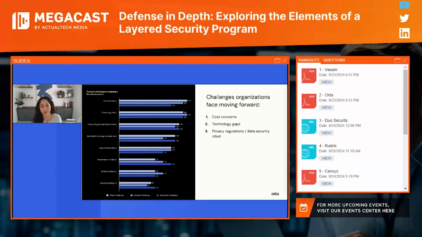So what's next for organizations around zero trust? Organizations around the world still have a ways to go, citing cost concerns, technology gaps, privacy regulations, and data security. And those are most often listed as the top challenges to enacting a zero trust security initiative. Cost is a recurring theme year over year, but the rise of privacy regulations is actually new this year. And concerns around stakeholder buy-in have actually diminished from previous years. This is likely due to having more security experts, security organizations, and government agencies all validating zero trust principles.